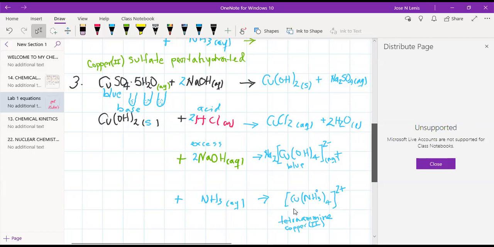Deep blue, very nice deep blue color. Prussian blue. This proves it is soluble, right? The precipitate disappears. Yes. This proves that copper can form complexes. However, copper doesn't have amphiprotic property. Doesn't have amphoteric behavior.